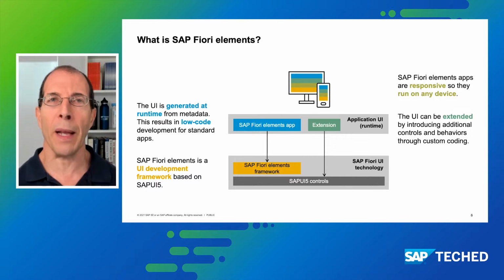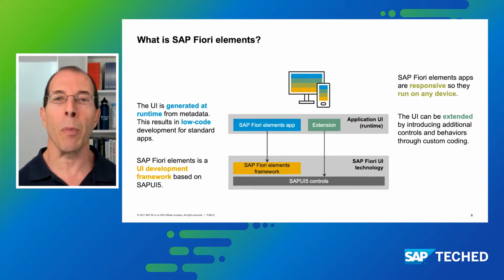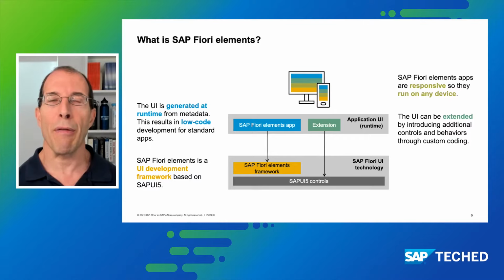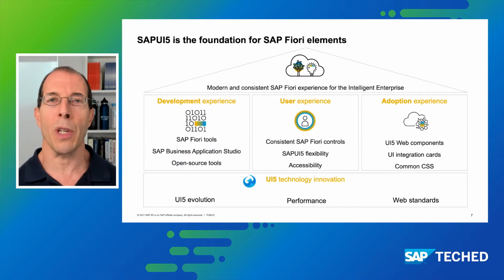If the standard floor plans are not exactly what you need, we provide flexibility to change behaviors or introduce additional controls. We'll talk more about extending apps later in the session. Apps you build with Fiori Elements are responsive, which means they adjust automatically to the screen size. Of course, not every app will be a good fit for smartphones, but the fact that you can write one app and run it anywhere is pretty cool. One of the biggest benefits of Fiori Elements is that it's included with the SAP UI5 license, so there's no additional charge to use it.